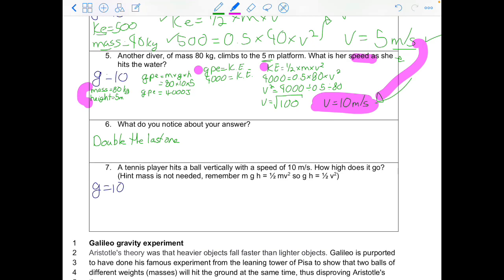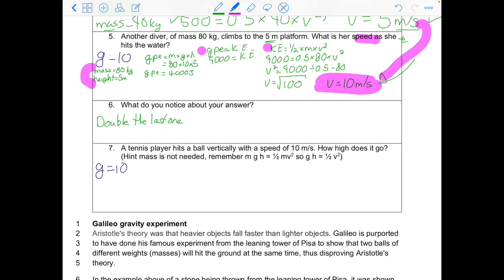So, looking at question 7, giving it a go on your own, emailing your teacher with the answer if you get it.